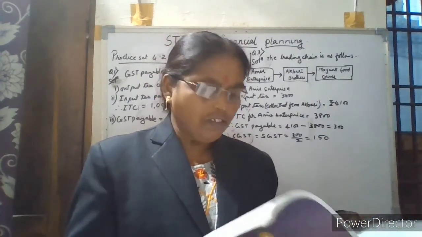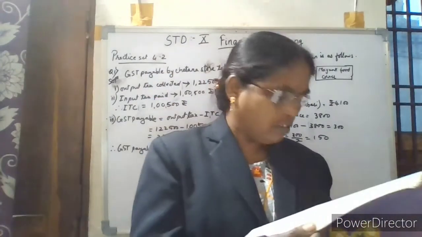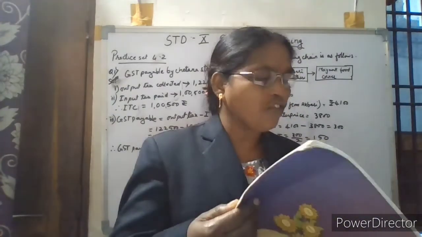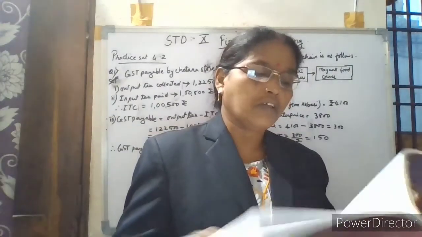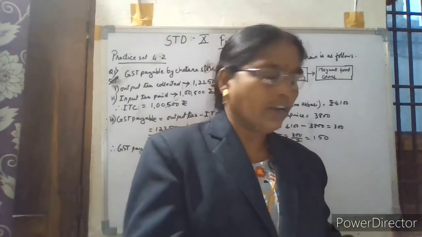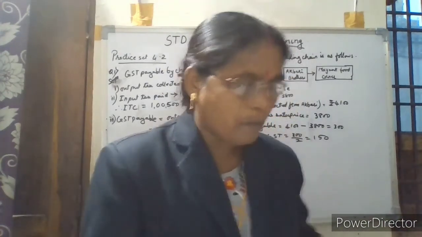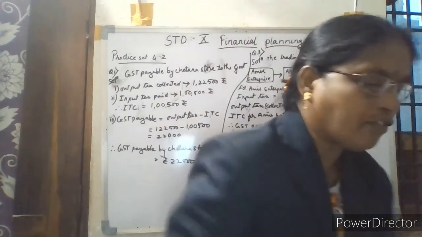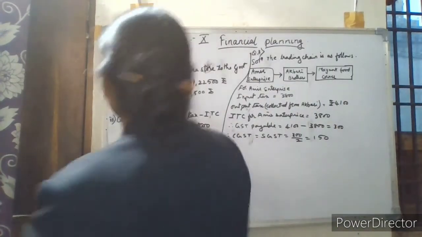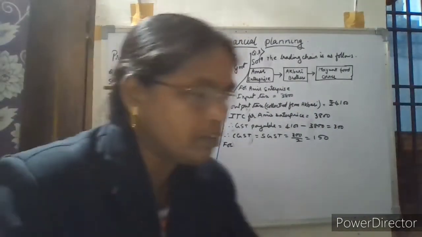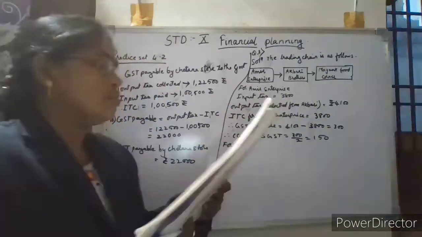So we will see how the deductions take place at every stage of trading and how GST is paid. So let us go with the practice set 4.2. Here I have solved the first question for you. I will just explain. Now let us read the question here.